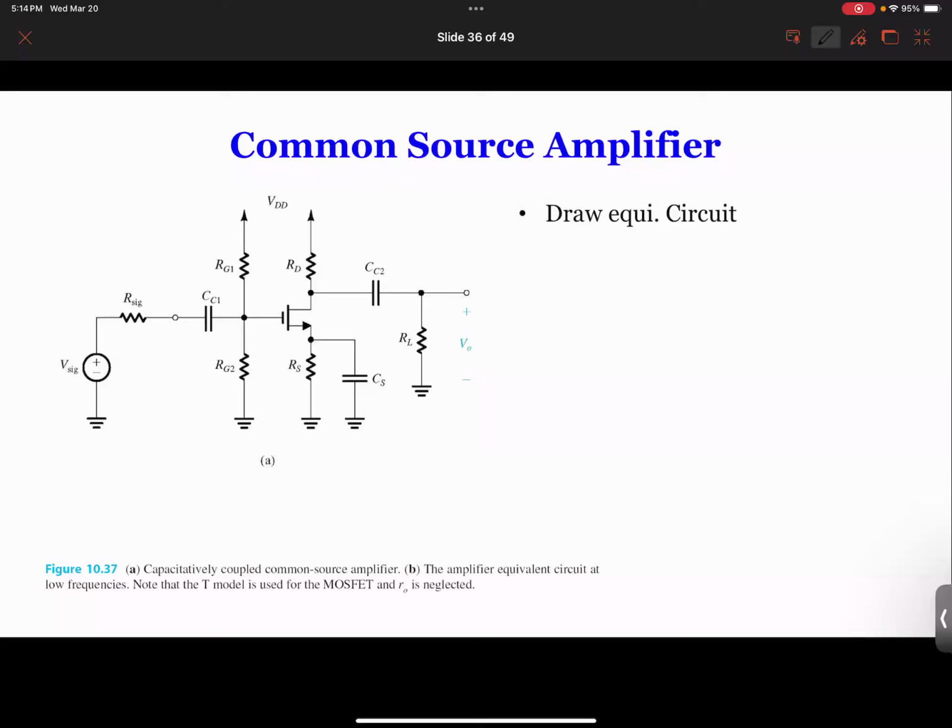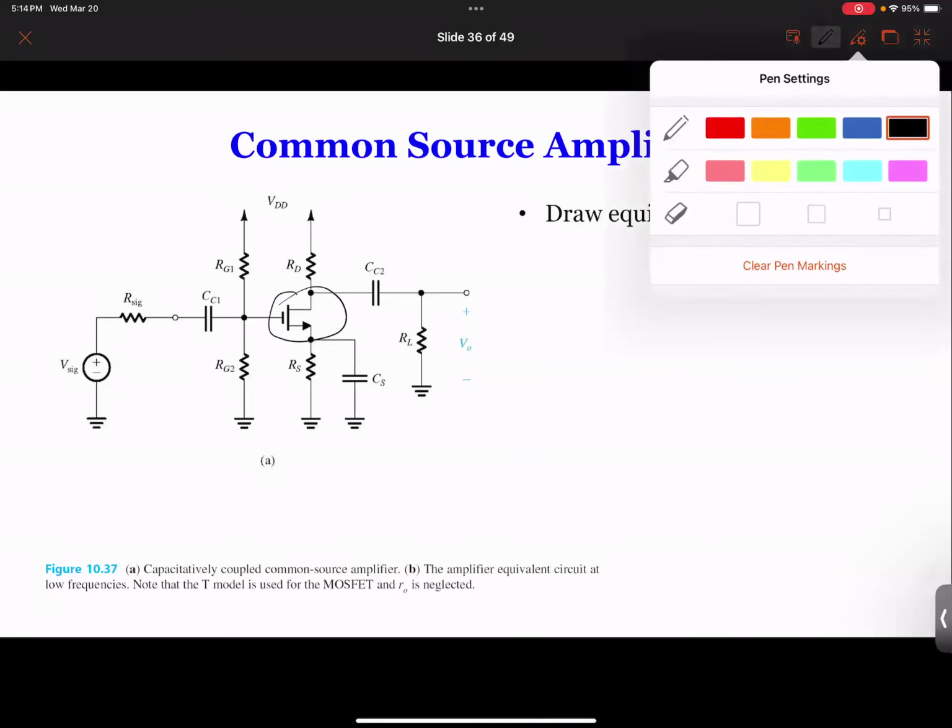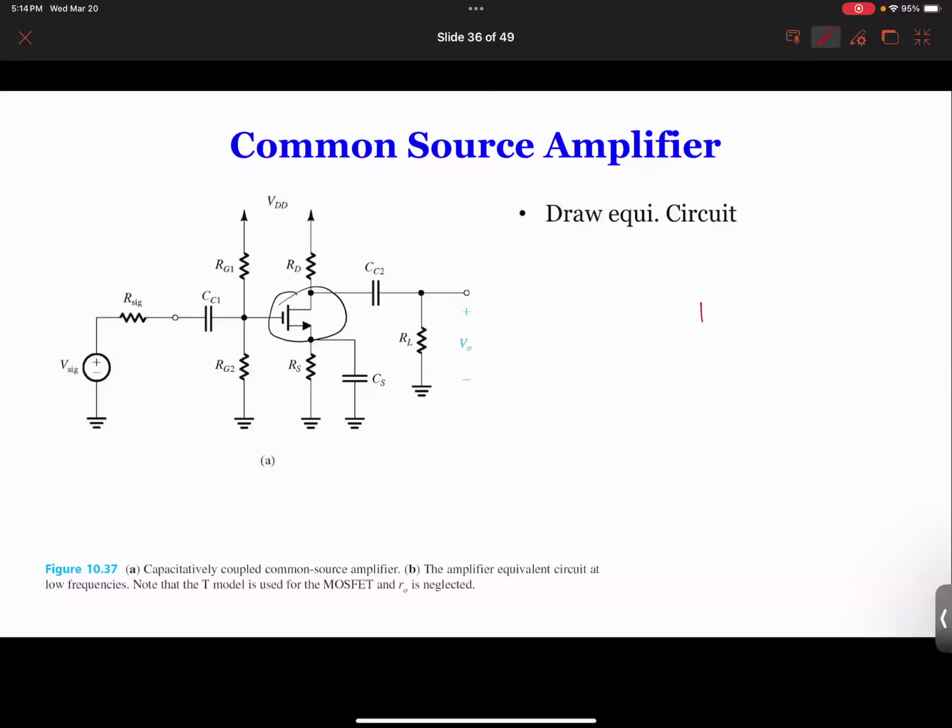So for the T model, I want to draw it together with you guys. We always start with this guy. So we draw a T model. Okay, so that's a T model. So this is your gate. This is your drain. This is your source. Okay, this is 1 over gm. This is the current source, gm times VGS. Okay, so this is what you have.